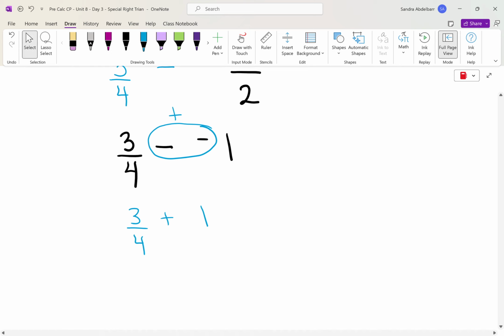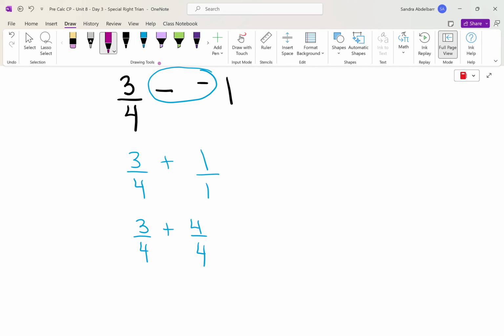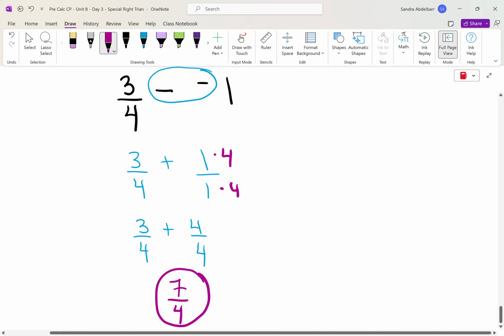A positive. Matt, am I going too fast? Are you keeping up? You're good? Okay, so now I have 3/4 plus 1. In order to add these, what should I create? Common denominator. So I have 3/4 plus 4/4. I just multiplied top and bottom by 4 here. And that's going to give us 7/4.